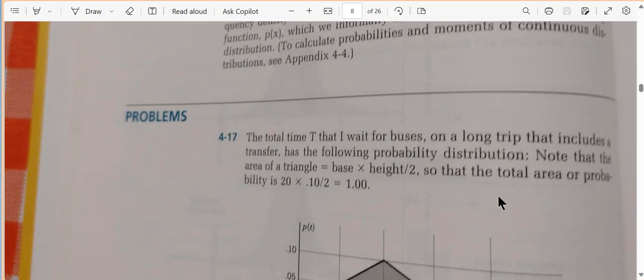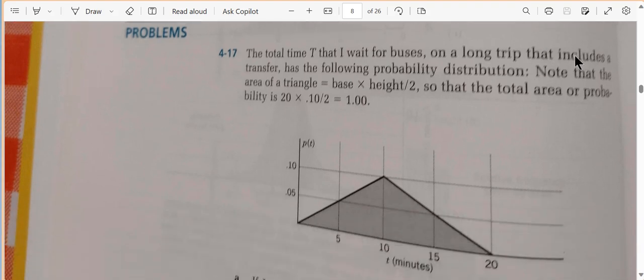Okay, now here's an example of it. This is a random variable called t, and it's not going to be a discrete random variable like the number of girls. Remember, the number of girls could only be 4 different values, but here this is going to be time. The time is typically not discrete, so the total time t that I wait for buses on a long trip that includes a transfer has the following probability distribution.